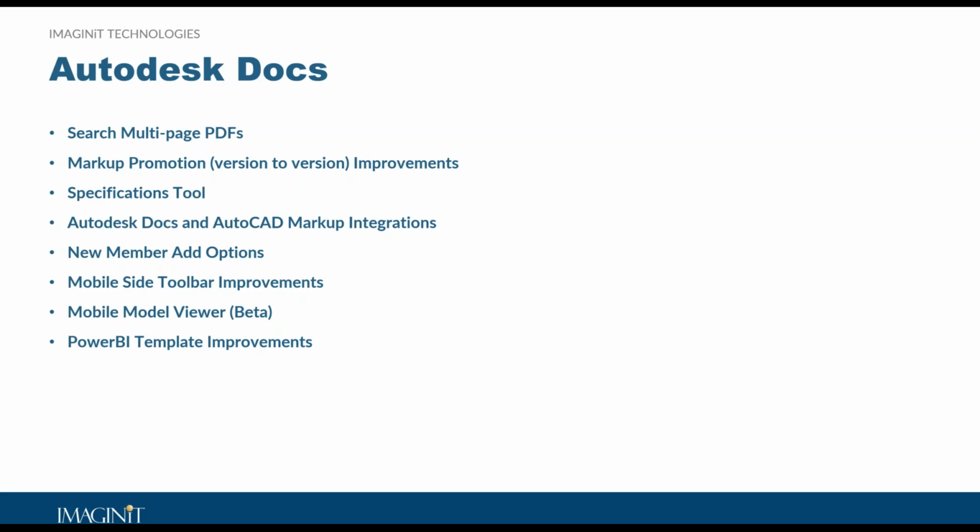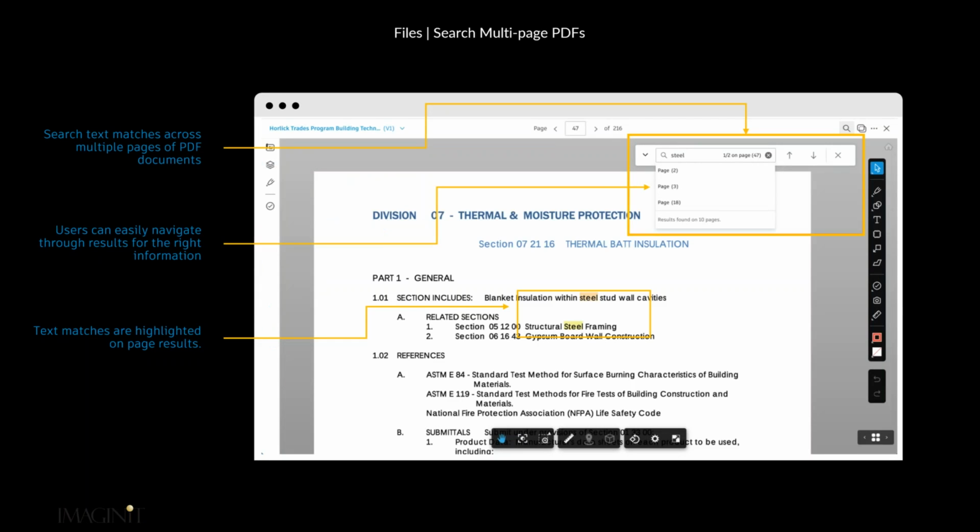I already highlighted the new member add options. So yeah, we have the mobile side toolbar improvements. This is something that we can mark up in web. We wanted improvements in mobile. We've rolled those out. There is an update to the mobile model viewer. It's still in beta, but there's been some great feedback about that feature release. And then some Power BI template improvements if you're working with data connector and utilizing some of your Power BI templates.